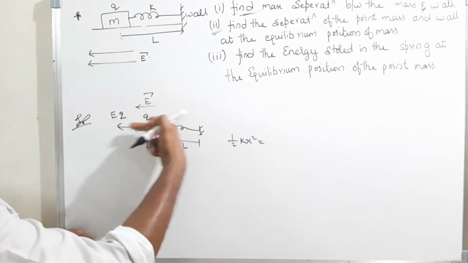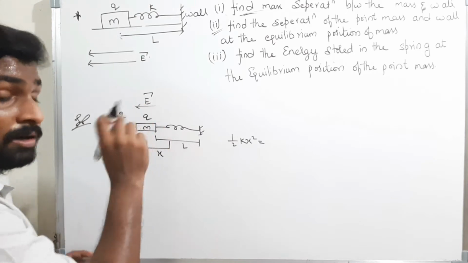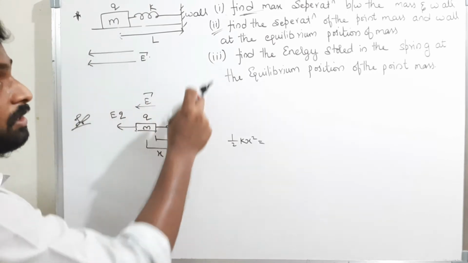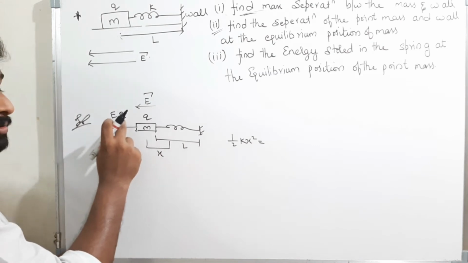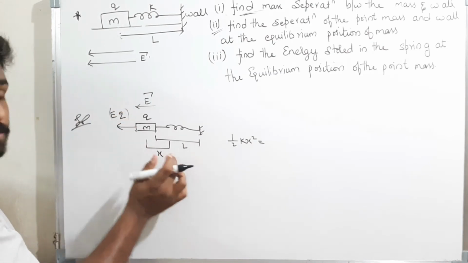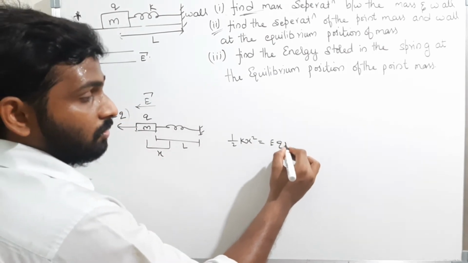That means there is some work done by the electric field. That work done by the electric field is converted to the potential energy in the spring. What is the work done by the electric field? That is EQ, the force, into displacement x. Therefore, it is equal to EQ into x.